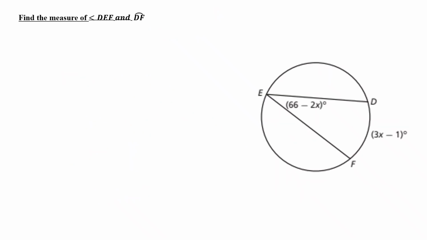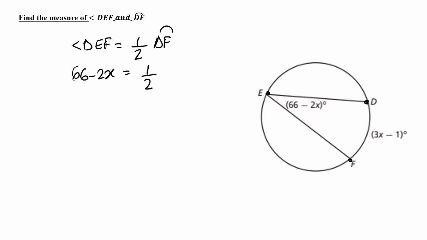So here is the next question. What is the first thing to find out? What kind of angle is given? So angle DEF, this is angle D, E and F. So of course it is the inscribed angle. So we know the postulate of inscribed angles, that angle DEF is half of the opposite arc, that is DF, right? So what does DEF equal? It is 66 minus 2x. It is half of DF, which is 3x minus 1.